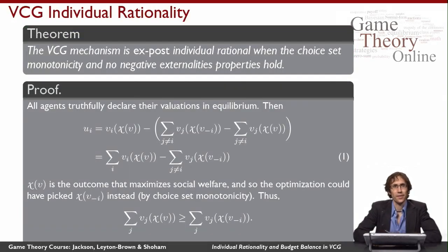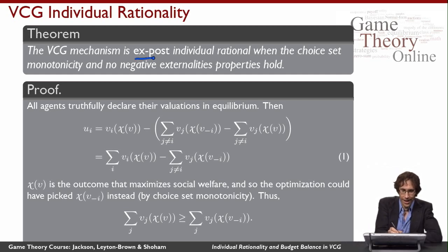So now we're ready to consider the main result that we want to establish for this part of the video, which is that these two assumptions that we've just made, choice set monotonicity and no negative externalities, are sufficient to make the VCG mechanism ex post individual rational.